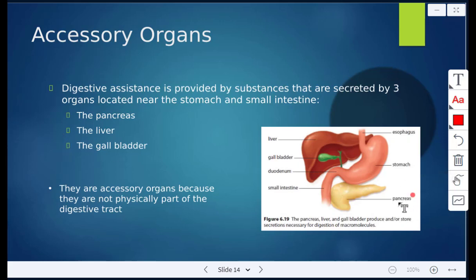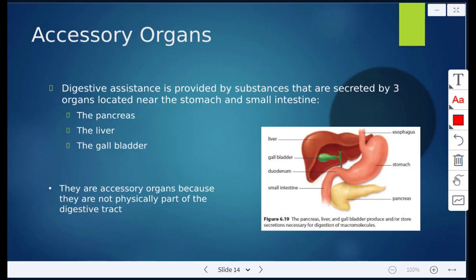So the pancreas is close to the stomach. It's this leaf-like structure. That's the pancreas. The liver is this large organ. Students usually will confuse this with the stomach, so just remember the stomach has the tube going to the small intestine as well as the esophagus tube entering the stomach. All right, the liver doesn't. And then the other one is the gallbladder, shown in green here.